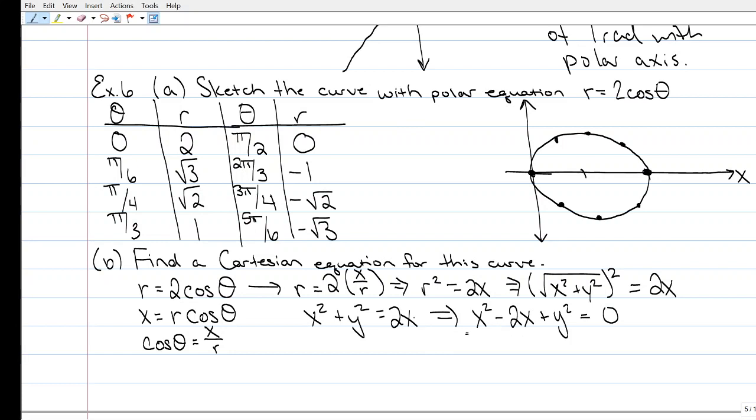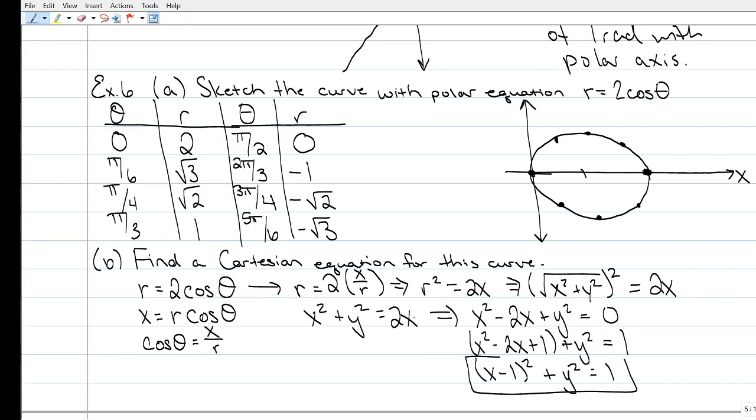Now completing the square, I will get x squared minus 2x, take the -2, divide it by 2, and square it to get 1. So I need to add 1 to complete the square. And of course, whatever I do to the left, I have to do to the right. So the right-hand side will become 1 as well. So now I have x squared minus 2x plus 1 plus y squared equals 1. Completing the square in the first term, we get x minus 1, quantity squared, plus y squared equals 1. And so we have found a Cartesian equation for our curve.